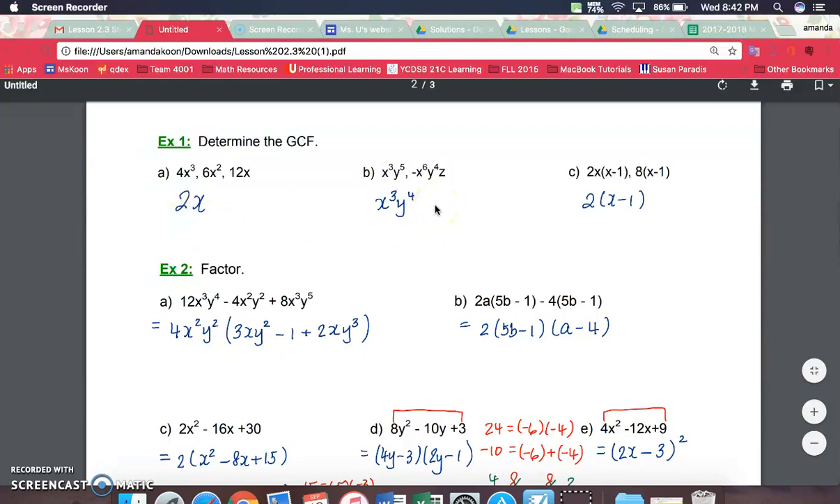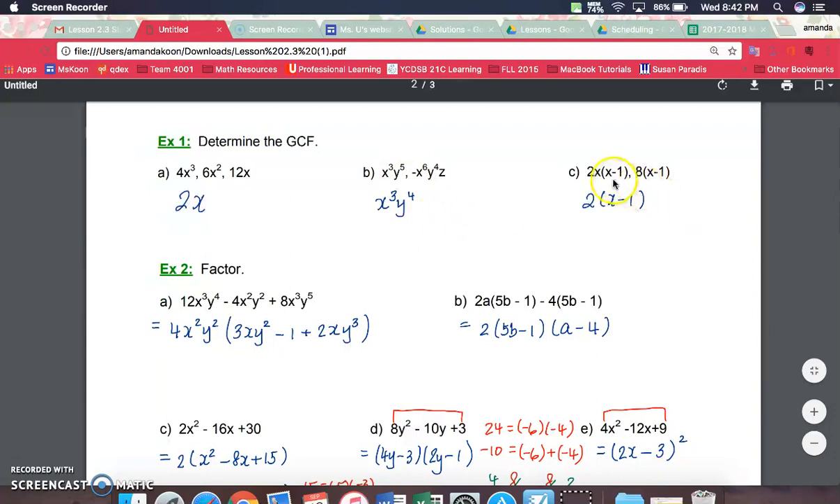Move to part B. Take a look at these 2 terms. I do see an x in both terms, so x cubed will be my common factor. And y to the power of 4, because the lower power of y is a common factor. There's no z in the first term, so it will not be part of the GCF.